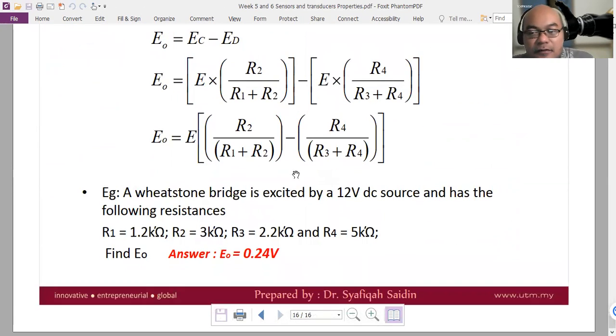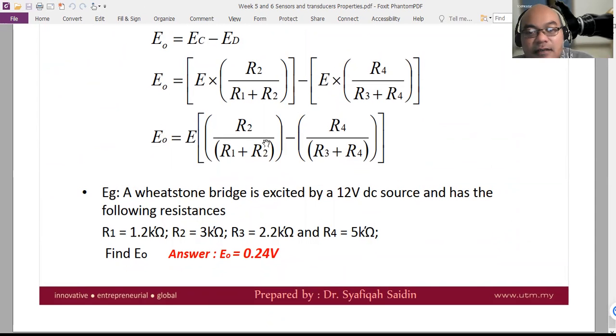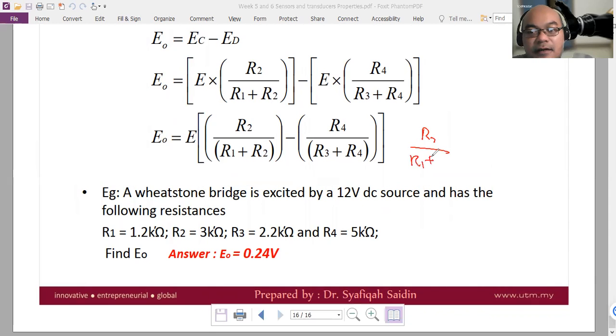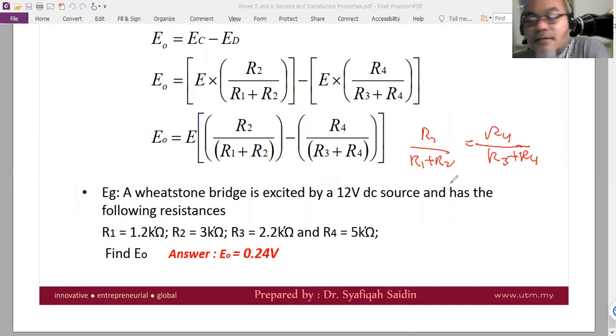When using a Wheatstone bridge, usually we don't want offset when there is no stimulus. So when delta R is 0, E output is supposed to be 0. This is the condition we call a balanced Wheatstone bridge or null Wheatstone bridge. In order for this to be 0, R2 divided by R1 plus R2 should equal R4 divided by R3 plus R4. This is the condition when we want the output to be null when there is no stimulus.